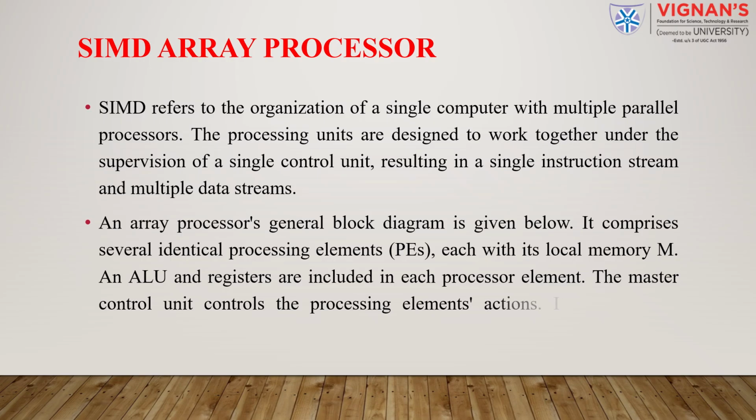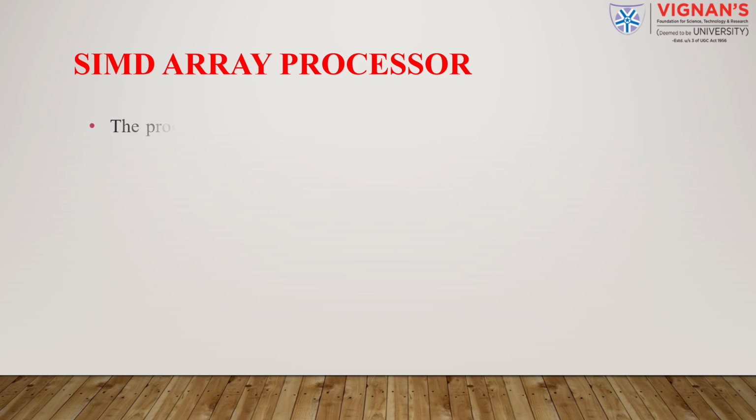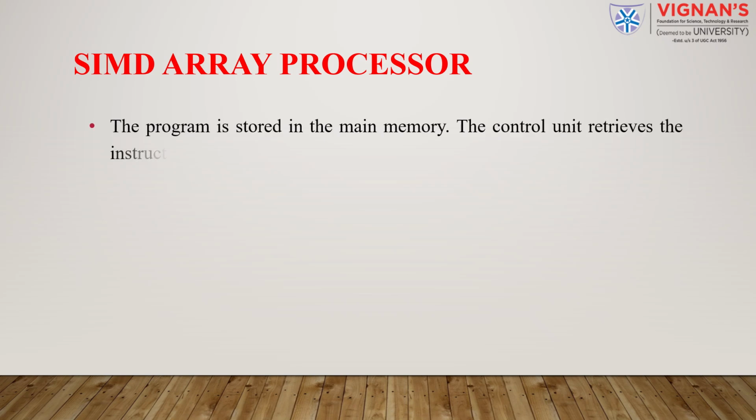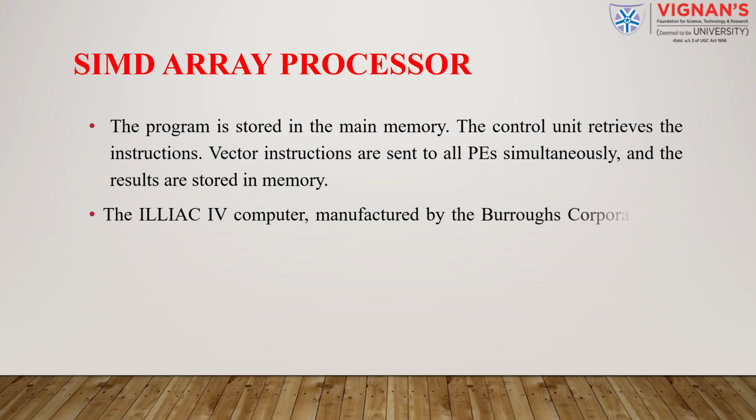It controls the actions of all processing elements, decodes the instructions, and determines execution. The program is stored in the main memory, and the control unit retrieves the instructions. When a vector instruction is received, it is sent to all PEs simultaneously, and the results are stored in memory. A famous historical example of this is the ILLIAC IV computer, manufactured by Burroughs Corporation.